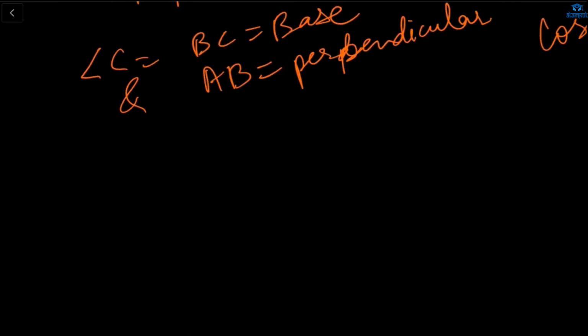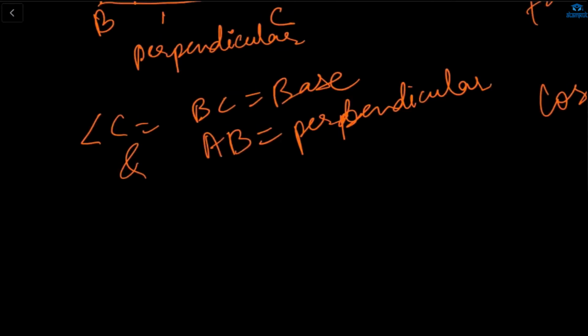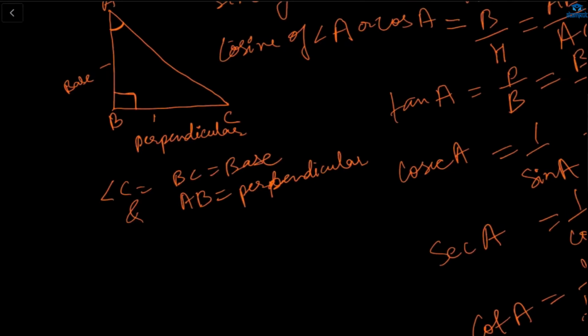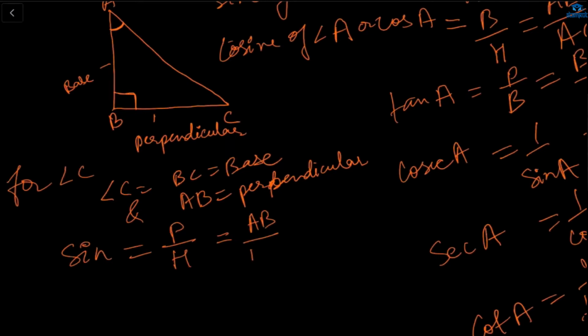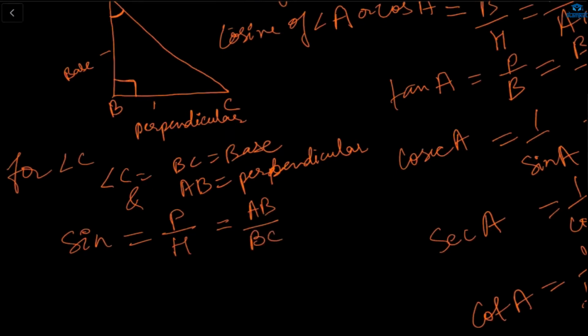Once again, what was cosec? Now again, look, this time I am going for angle C. If I am referring to angle C, what will be the value of sine? Sine is perpendicular by hypotenuse. What will be the perpendicular this time? Perpendicular will be AB, so AB by BC. This is for sine C. Now for cos C, it will be base by hypotenuse.